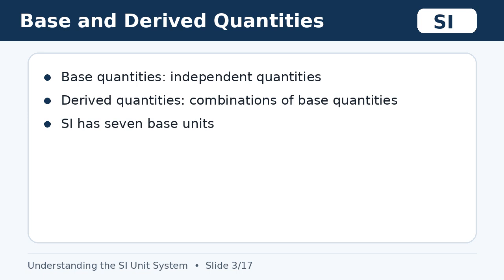Physical quantities in the SI system can be divided into two main categories. The first category is called base quantities. Base quantities are independent quantities used to construct the measurement system. The second category is called derived quantities. Derived quantities are obtained by combining two or more base quantities mathematically. The SI system contains 7 base quantities and 7 corresponding base units.